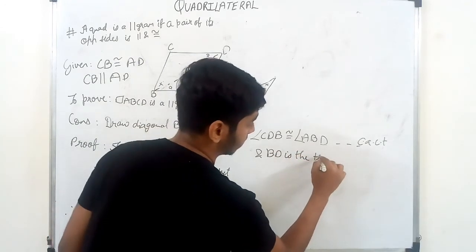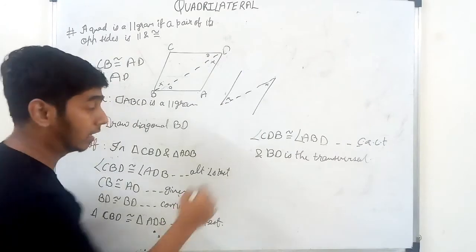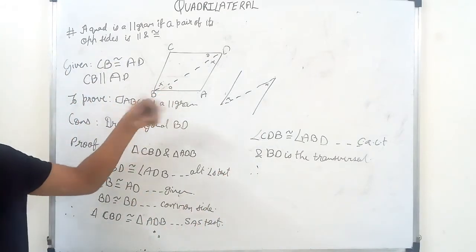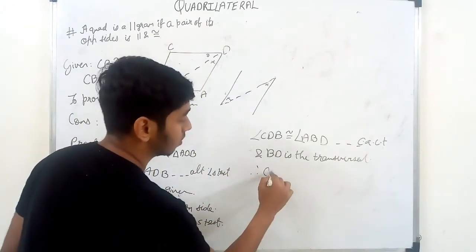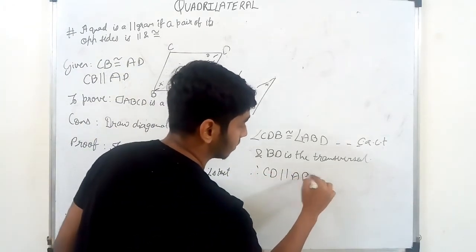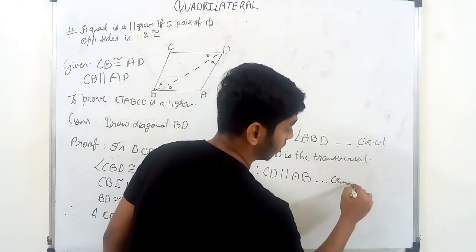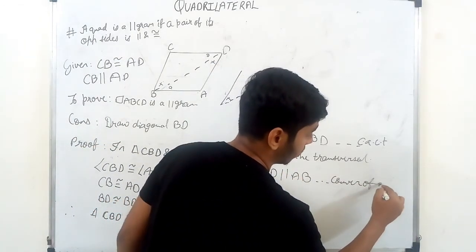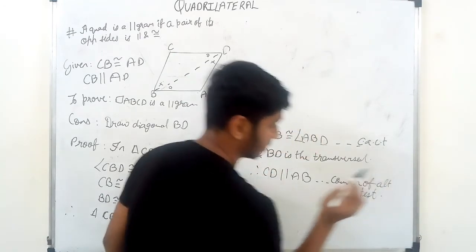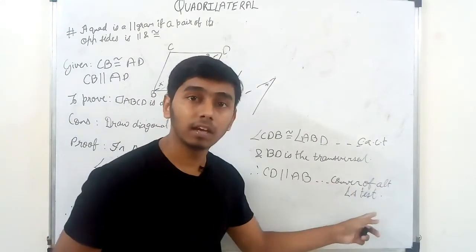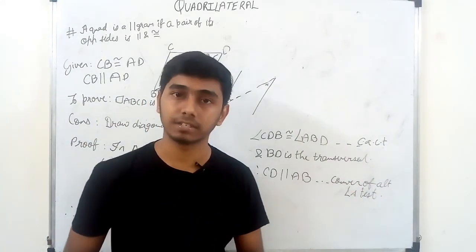Now if this is congruent and BD is the transversal, therefore by the converse of the alternate angles test we can say CD is parallel to AB. Yes or no? Why? The reason can be the converse of the alternate angles test. I have not written it properly, but make sure that you write it properly: converse of alternate angles test.